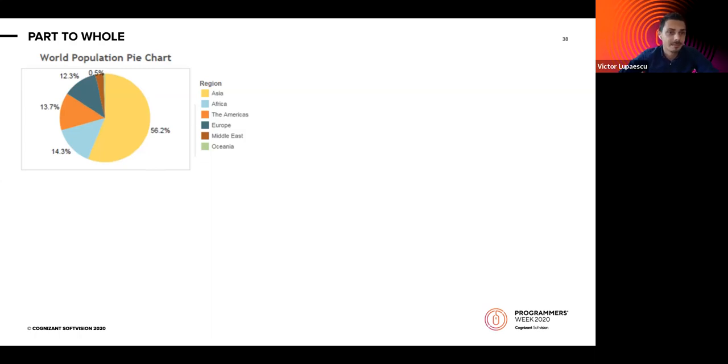One trick to fix that is to add the labels. So this fixes the issue that I've told you. It still doesn't fix the issue of going back and forth from the legend to the pie chart.